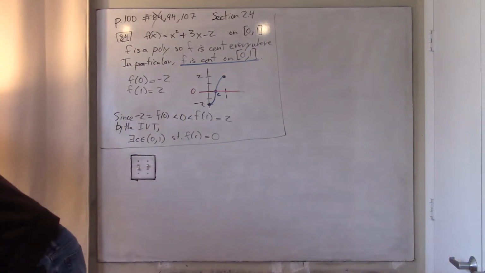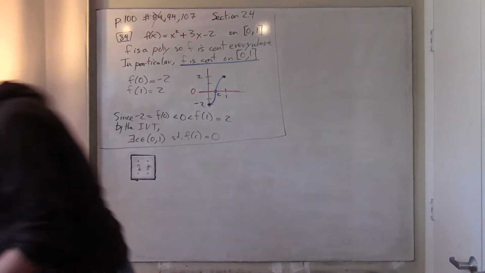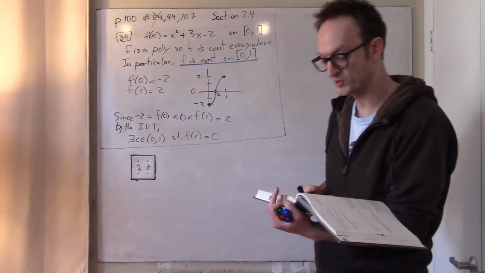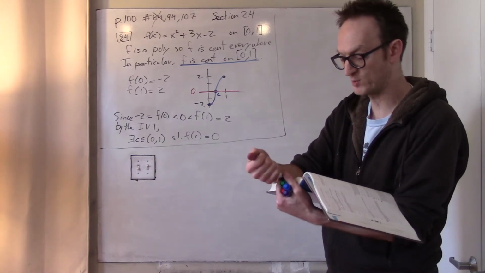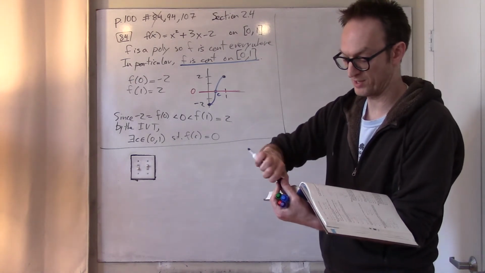Okay, 94. Verify that the intermediate value theorem applies to the indicated interval and find the value of c guaranteed by the theorem.